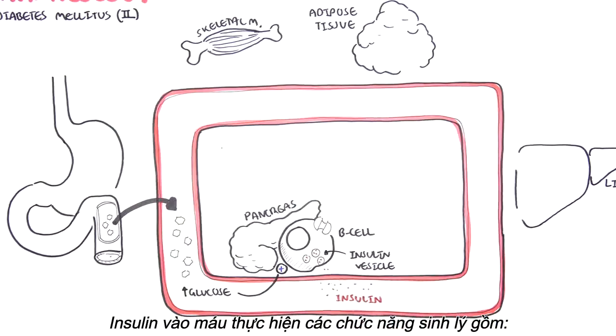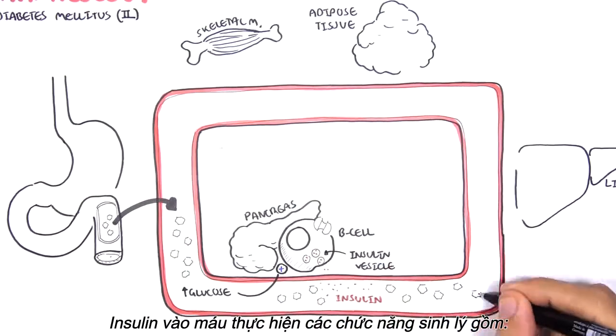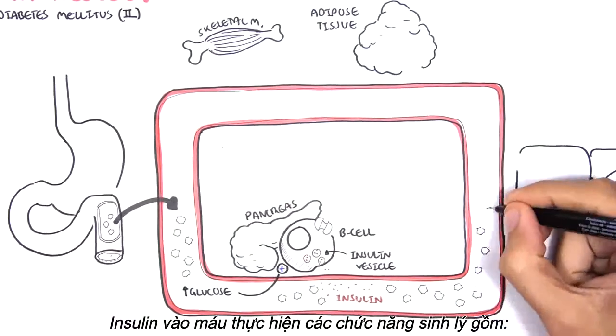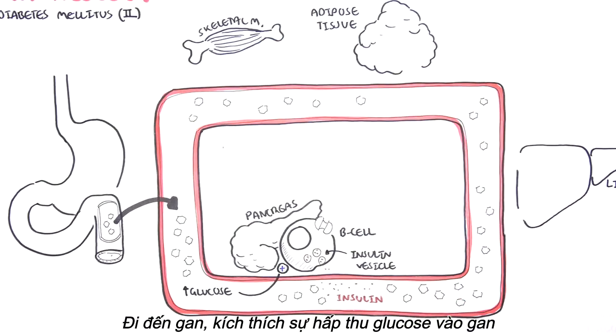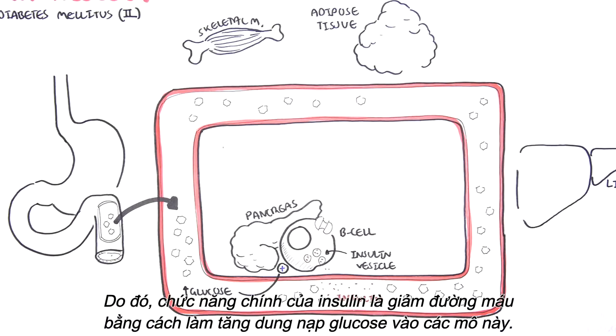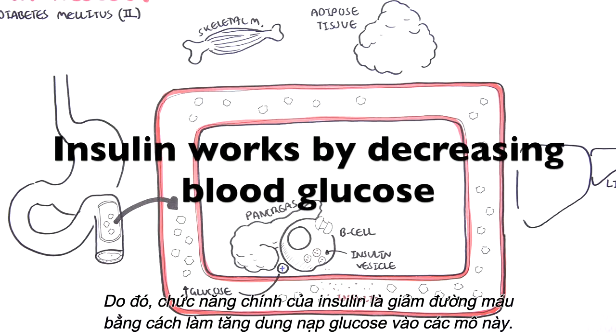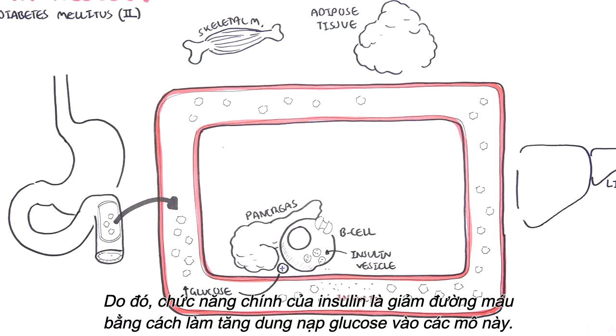Insulin enters the bloodstream where it causes its physiological functions, which includes going to the liver, stimulating glucose uptake in the liver, as well as stimulating glucose uptake in skeletal muscle. So I hope that made sense. Insulin essentially functions by trying to lower blood glucose, by making glucose get taken up by these different tissues.